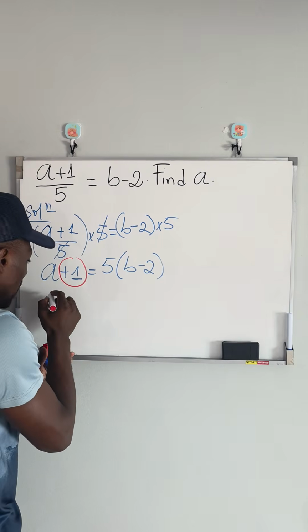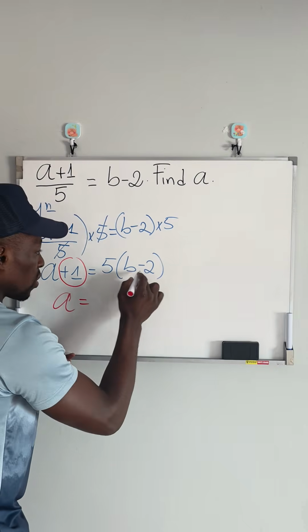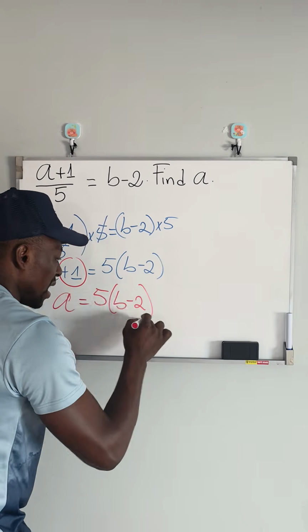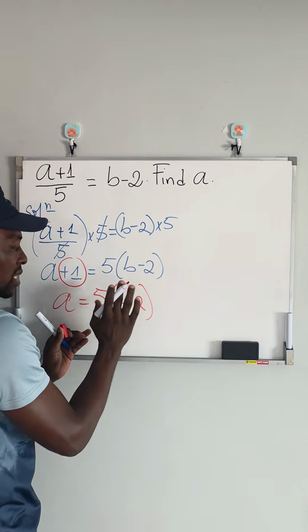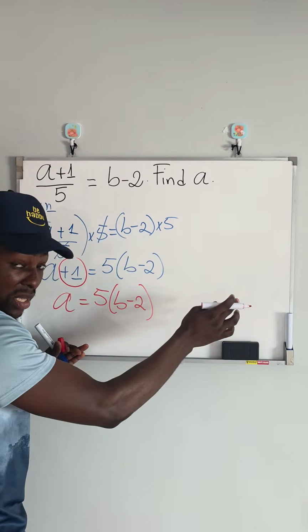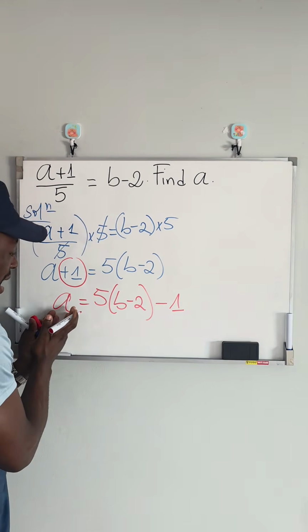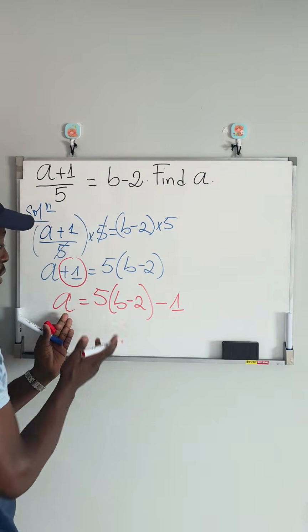So on one side now, I will have just A all alone, which will be equal to 5 into B minus 2. I leave it like this because I won't really need it. So let it be left like this. Now when +1 crosses, it becomes -1. Clearly, we have made A the subject of this formula, or we have just found A to be this.